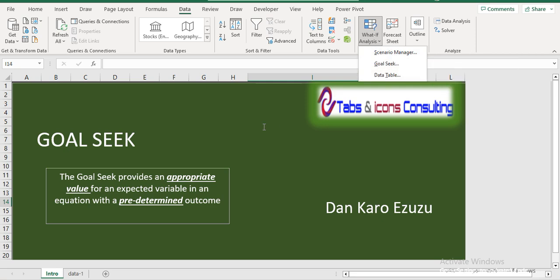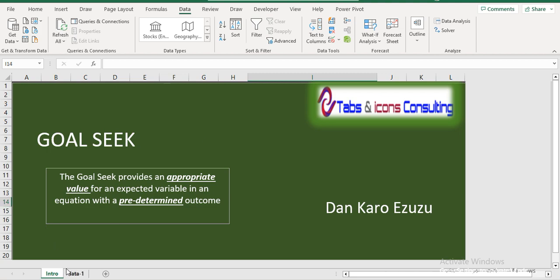Now, how does the goseek command work? What does it do? The goseek command helps to provide an appropriate value for an expected variable in an equation with a predetermined outcome. That means we're going to have a predetermined outcome in our equation, and then we need to determine another variable that will help us to arrive at that predetermined outcome.